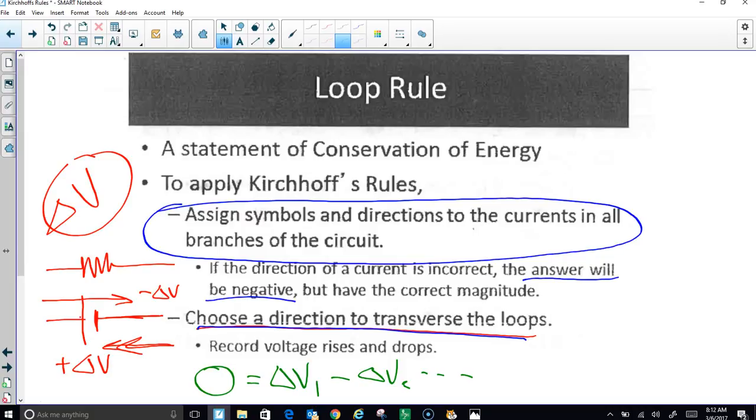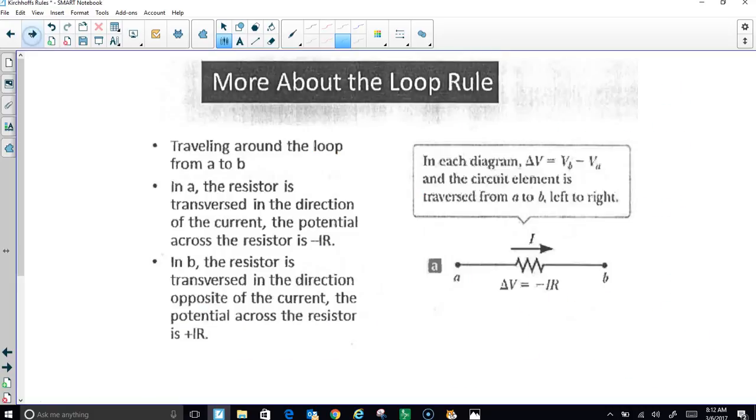Having seen all that, I think it's best if we just do a problem so we can actually see it in action, shall we? So our goal is to make lots of equations. This is where they discuss what happens when you go with the current.